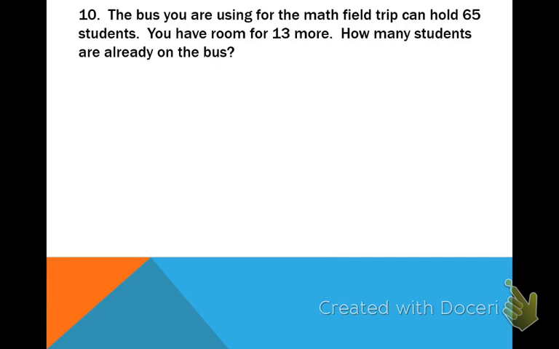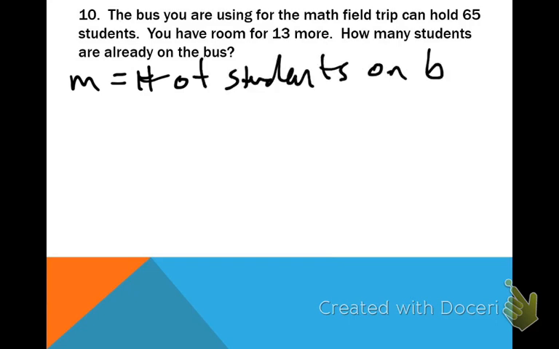A bus can hold 65 students. You have room for 13 more. How many students are already on the bus? Define your variable first. What do you not know? How many kids are already on? Right. X is fine. M was suggested. Any variable you want is fine. Here, M is the number of students on the bus. And anytime you're working with a story problem, you're going to write an equation to model it. You need to make sure you're defining your variables so everybody knows what the variable stands for, right?